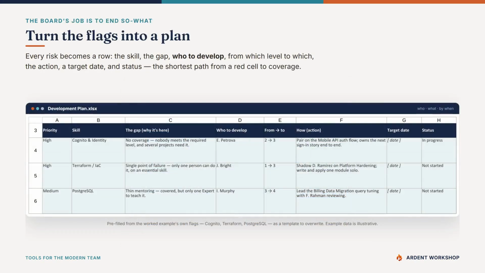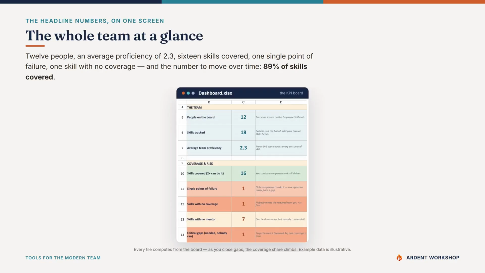Once you can see the gaps and the risks, the Development Plan tab is where you act. Who develops which skill next, who mentors them, and by when. It is a plain dated plan you own, and update yourself, turning the flagged rows into your next few months of quiet, deliberate progress. And the dashboard pulls it all together.